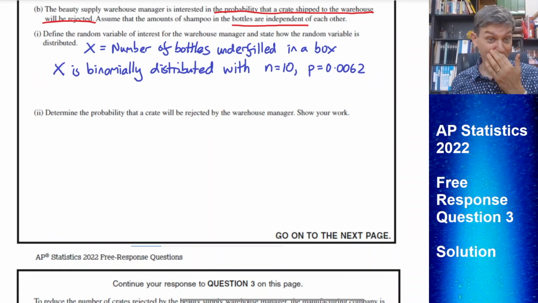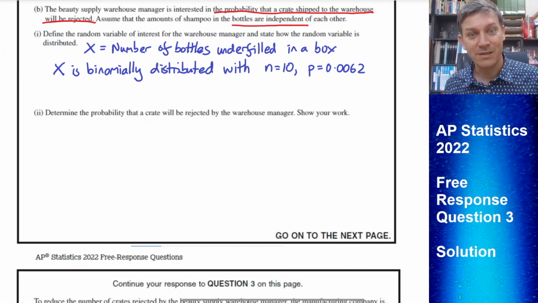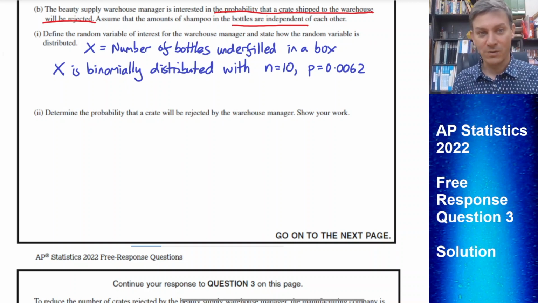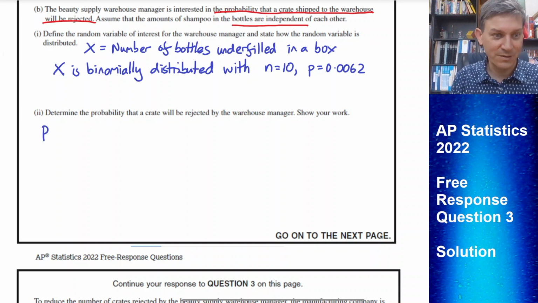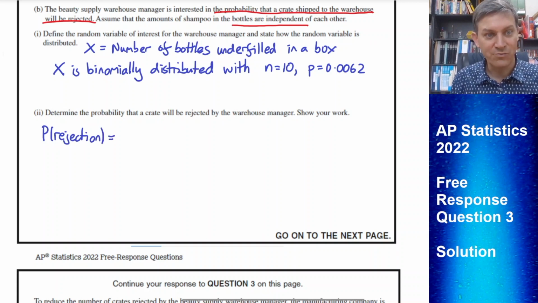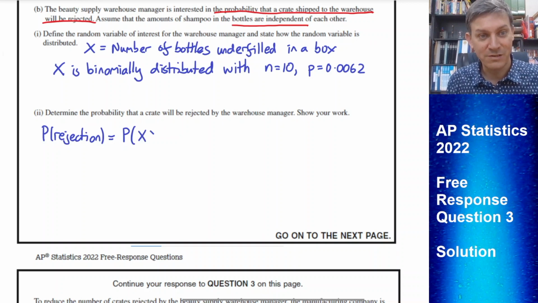Part 2: determine the probability that a crate will be rejected by the warehouse manager and show your working. Okay, so let's just go for it. So the probability of rejection is the probability that 2 or more bottles are underfilled. So that's the probability of X being greater than or equal to 2.